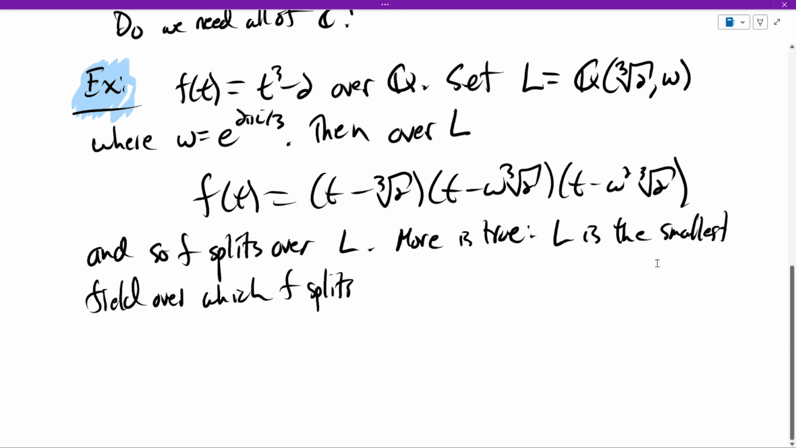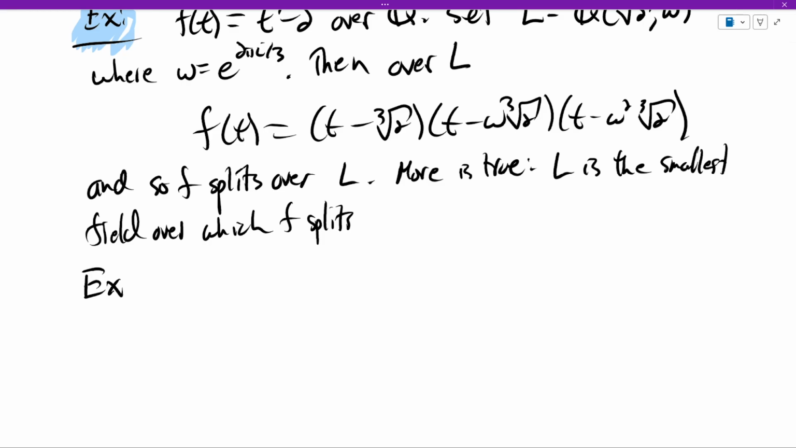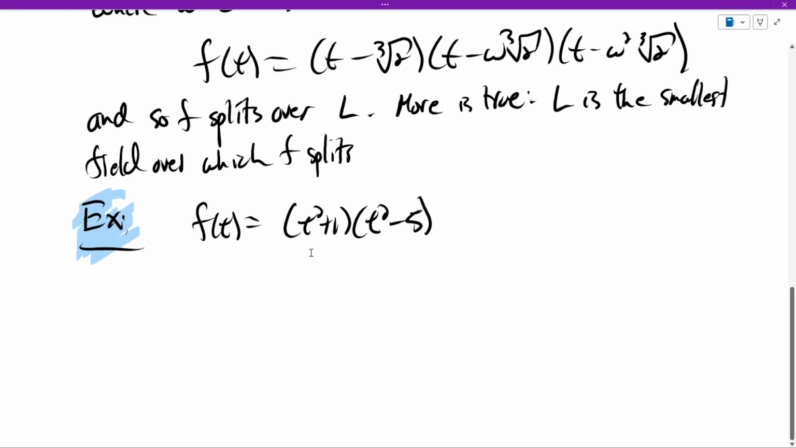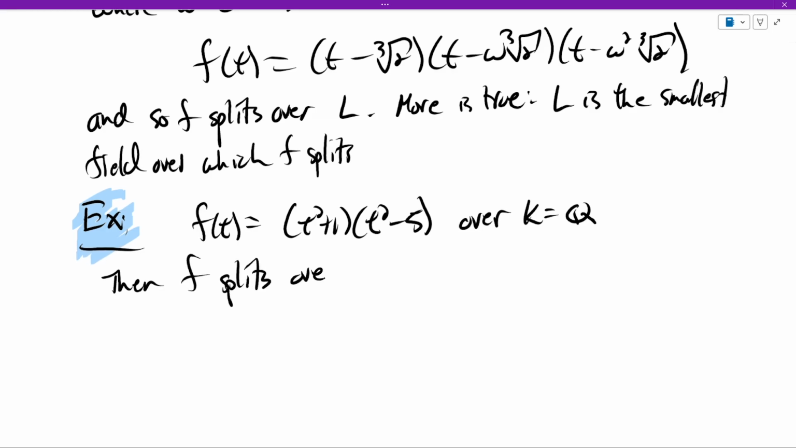Okay. Let's see, another example that we've seen is the polynomial t squared plus 1 times t squared minus 5. This previous polynomial was irreducible, but when you're looking at splitting, it doesn't matter if the polynomial is irreducible or not. It can be reducible, as in this case. And we're going to look at this over Q. Then f actually splits over Q adjoin i, root 5.